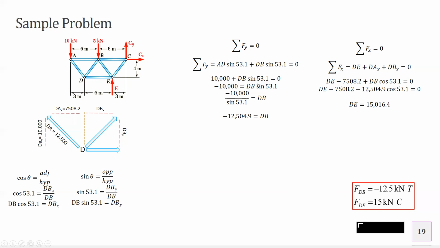We move the 10,000 over. That becomes negative 10,000. Then we move our sine over, so DB becomes negative 10,000 divided by sine 53.1, which is negative 12,540.9. Now notice that this one is the opposite of AD. AD and BD are identical in number, but they're opposites in sign. This is a negative, this is a positive. So this means that this is under compression and this is under tension.